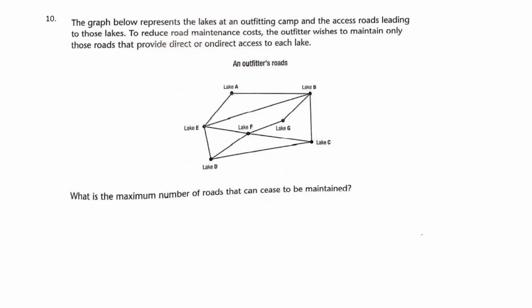And if we've got 1, 2, 3, 4, 5, 6, 7 lakes, that means we're going to have at least 6 roads. We shouldn't need to have more than that. Let's see how it works out. Since Lake F is the vertex with the most connections, I'm going to start with it and see if I can start eliminating roads that are connected to it.